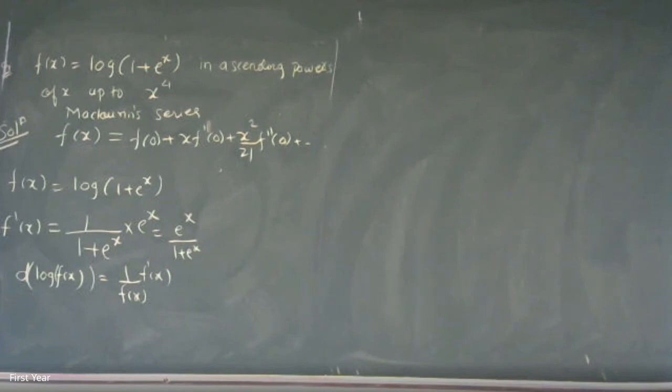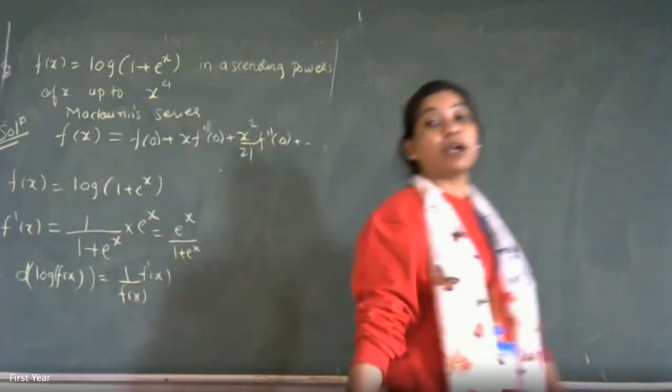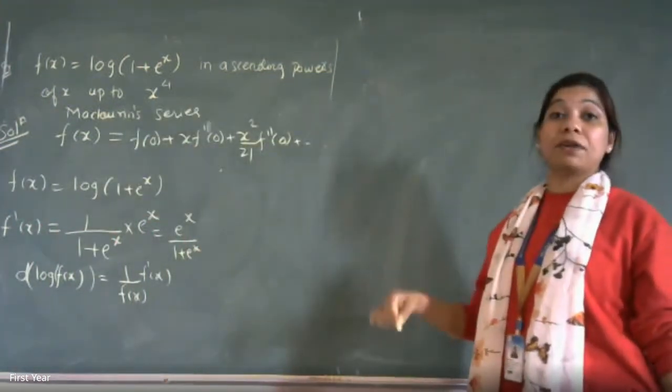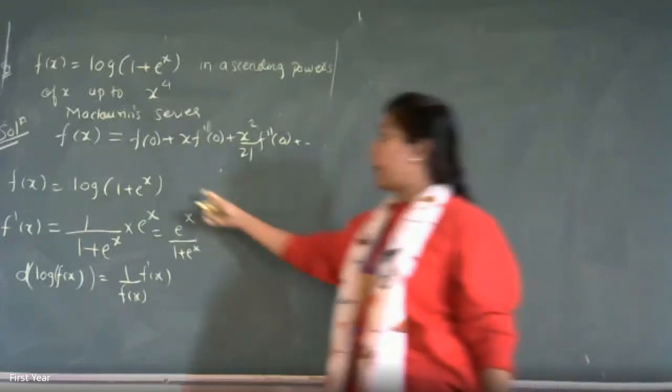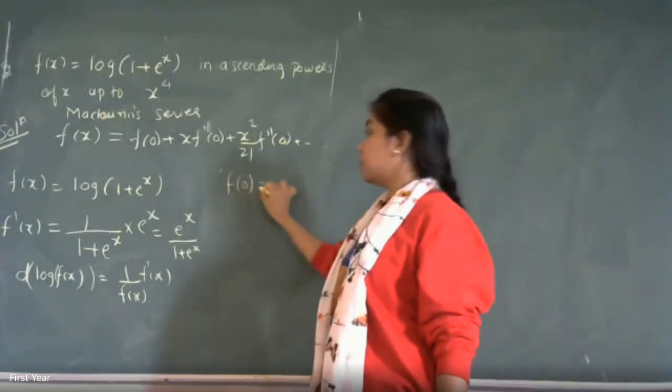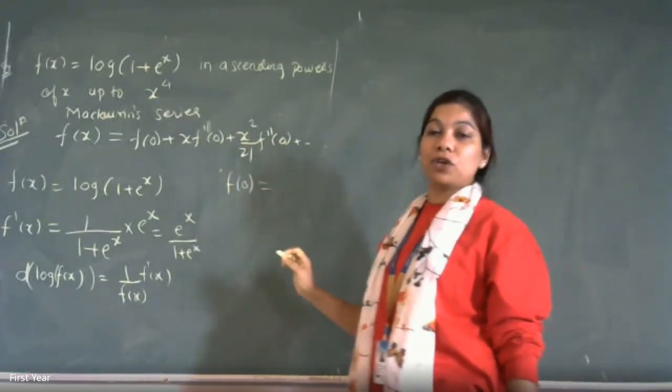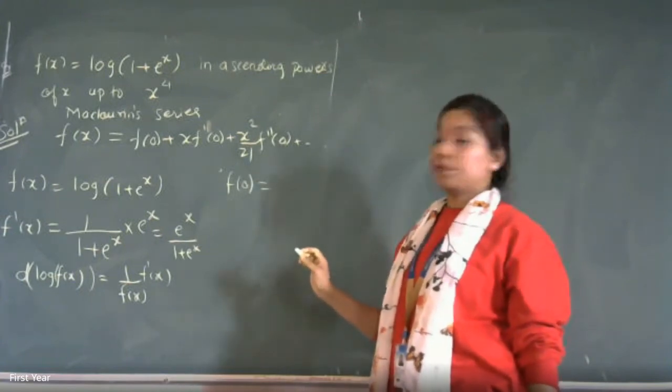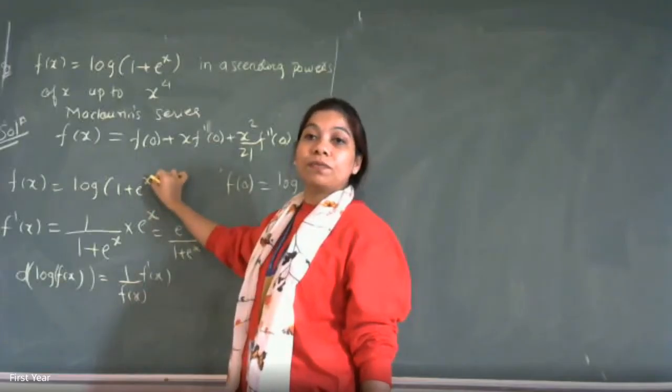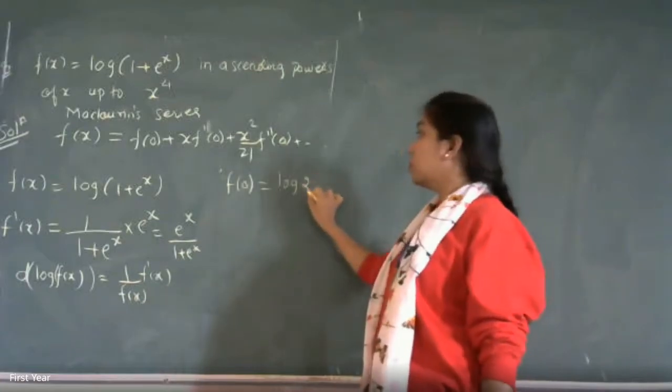Let us find out the values of f of 0 and f dash of 0 because from now onwards your derivatives will start becoming a bit complicated. So first, f of 0. Who will tell me this answer quickly? f of 0. Log of 2. Yes. What is e raised to 0? 1. So it is log of 2.